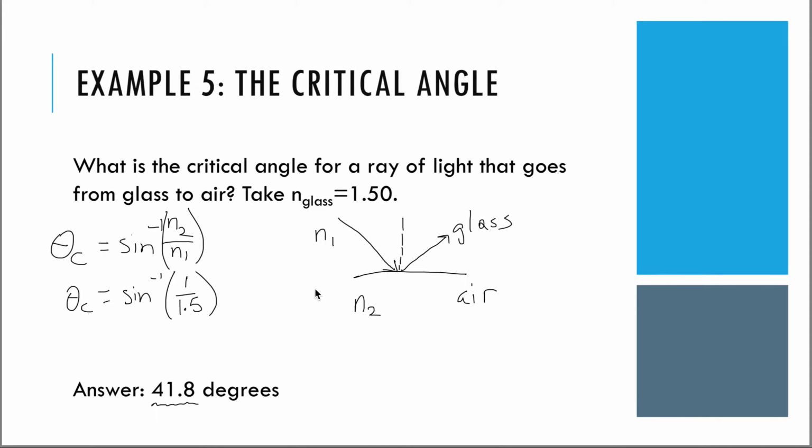So if you had mixed up the two indices in this equation, if you try to take the inverse sine of 1.5, you'd get an error. So you know that n1, where the light is incoming from, always has to be bigger than n2 in order for total internal reflection to occur.